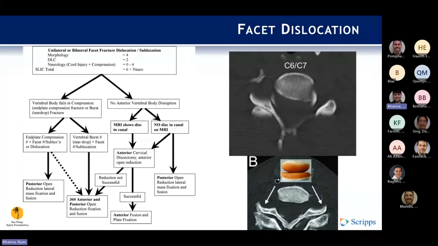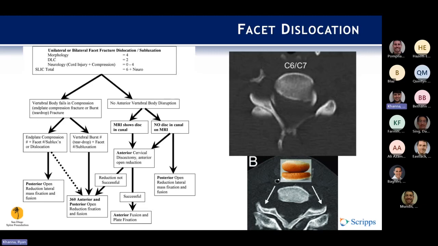Facet dislocations, at least in my experience, when patients present with subaxial cervical trauma, are things that we take most emergently. There is an algorithm that can be followed. But what you can see with a facet dislocation is that because of the injury, the superior facet lies anterior to the inferior facet. In the bottom right, it's called the reverse hamburger sign, and you can see that on the CT scan in the axial plane.